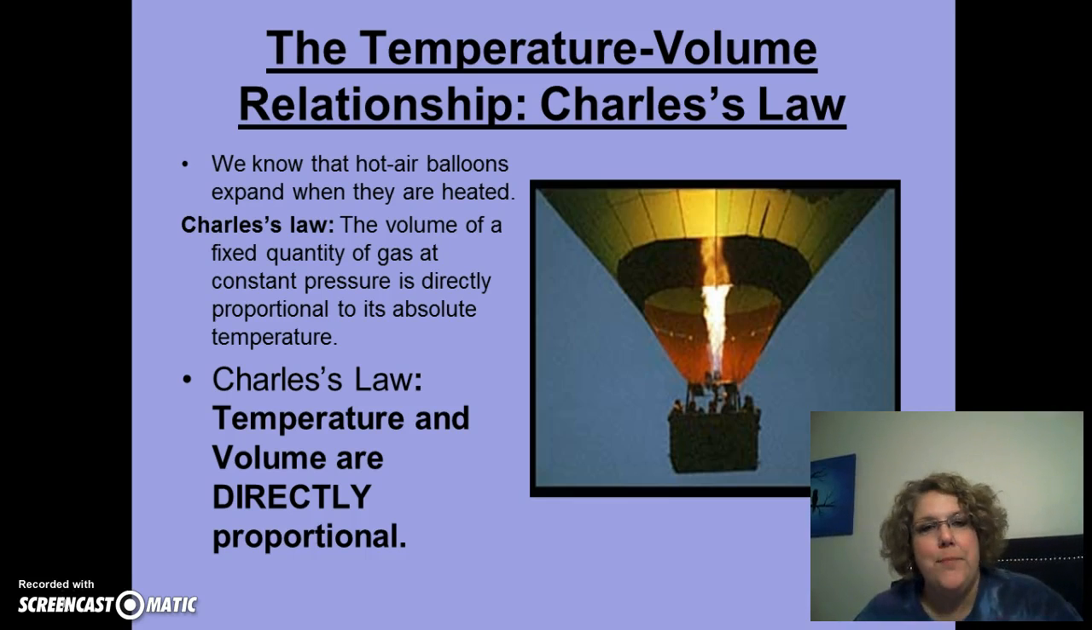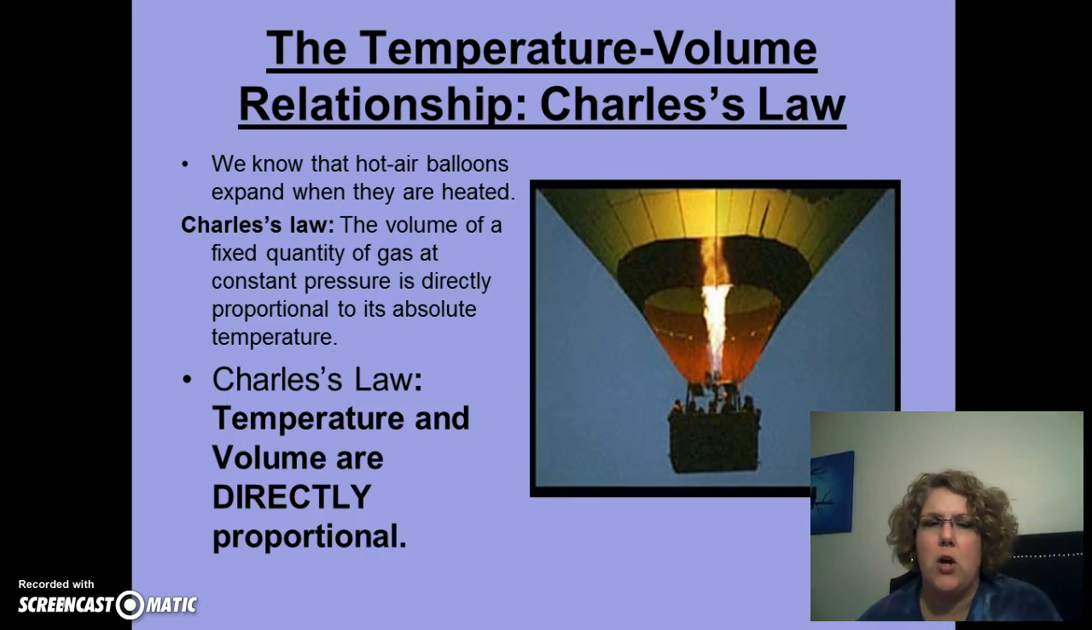they're heated. So Charles's law states that the volume of a fixed quantity of gas, meaning the container is sealed in such a way that there are no moles entering or exiting the gas, at constant pressure is directly proportional to its absolute temperature. Volume is directly proportional to temperature at constant pressure and constant number of moles.